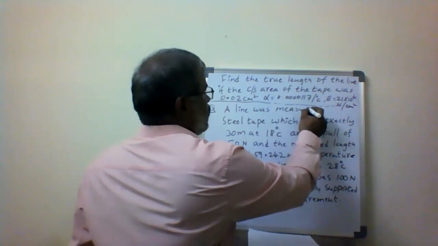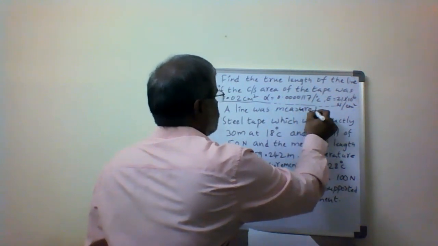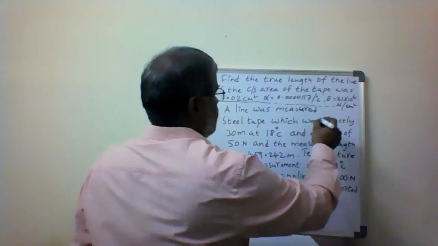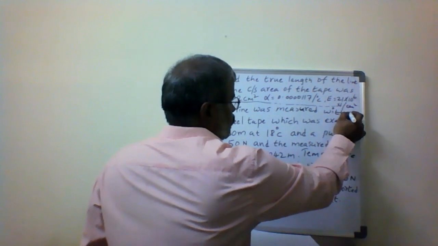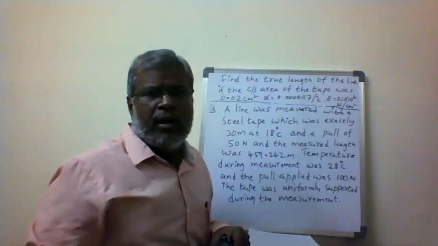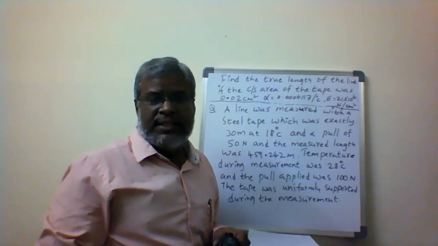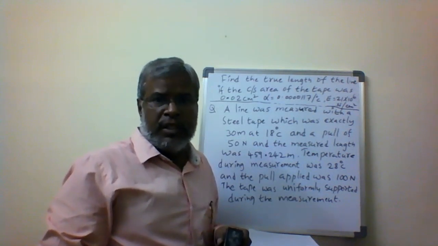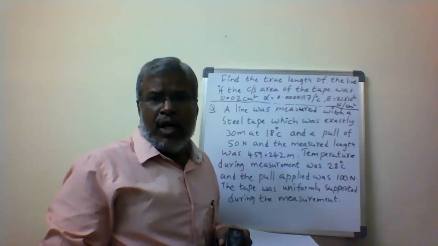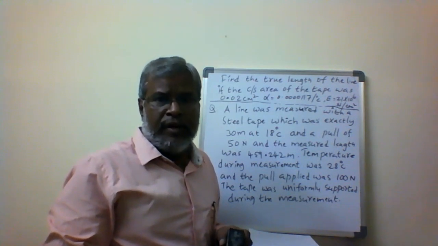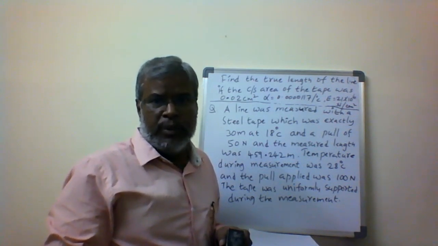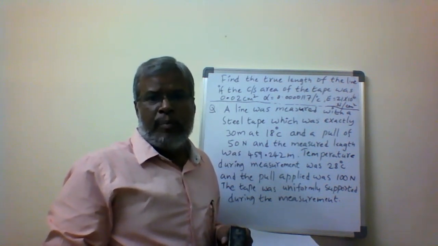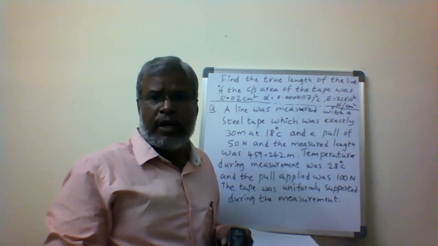A line was measured with a steel tape, which was exactly 30 meters at 18 degrees centigrade. Here the standard length of the tape is given as 30 meters at 18 degrees centigrade and a pull of 15 newtons. These are the standard ones. The measured length was 459.242 meters. Temperature during the measurement was 28 degrees centigrade, and pull applied was 100 newtons.